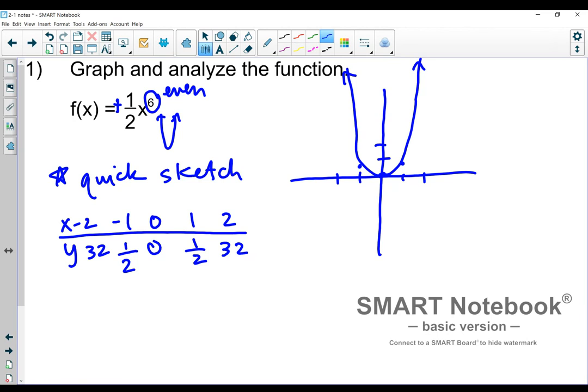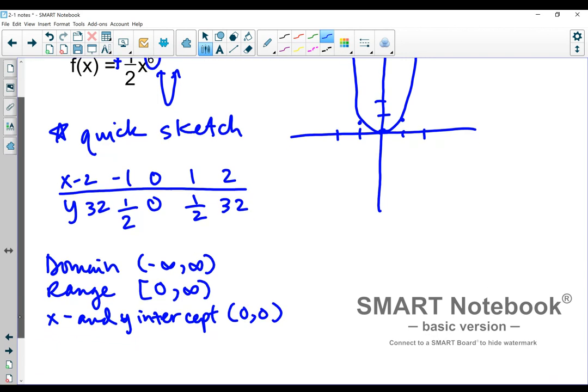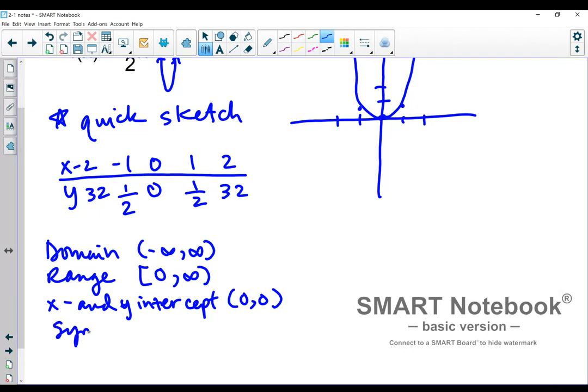And then again, we are trying to analyze functions. So I know this is going to match up exactly with what I had earlier. My domain is from negative infinity to infinity. My range is from 0 to infinity. My x-intercept and y-intercept is 0, 0. My symmetry is going to be y-axis.